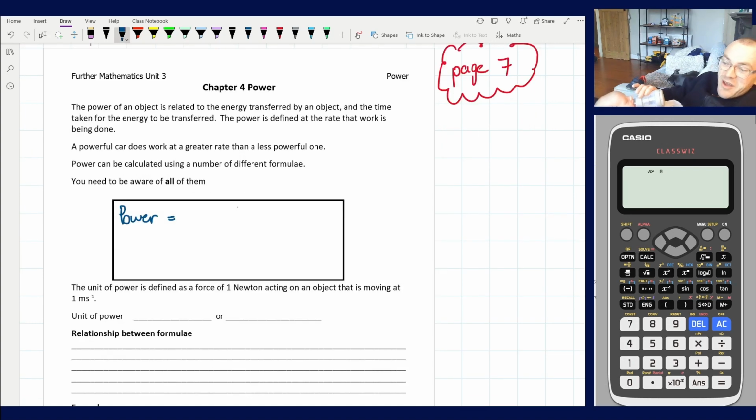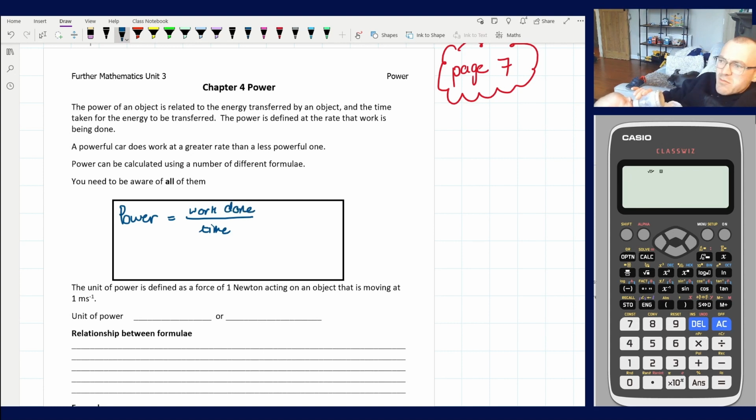So you might have seen power already at GCSE level. It's essentially how much energy an object can use in a certain time frame. So one formula that you can use for power is energy expended over time. Energy expended in this case you can express as work done.